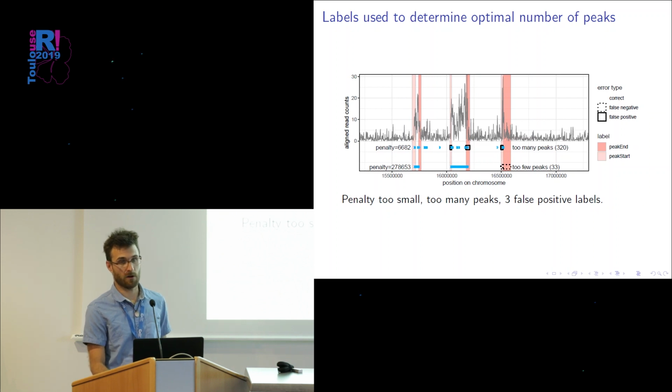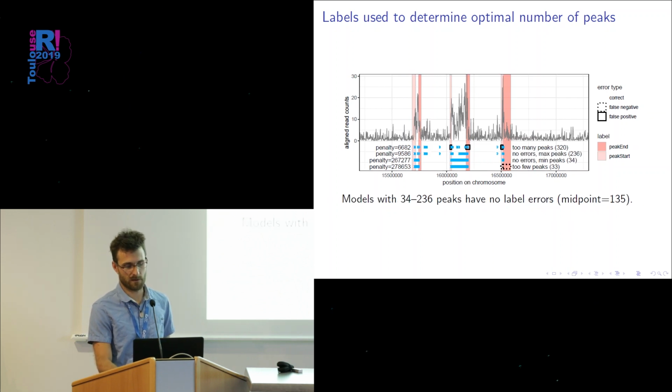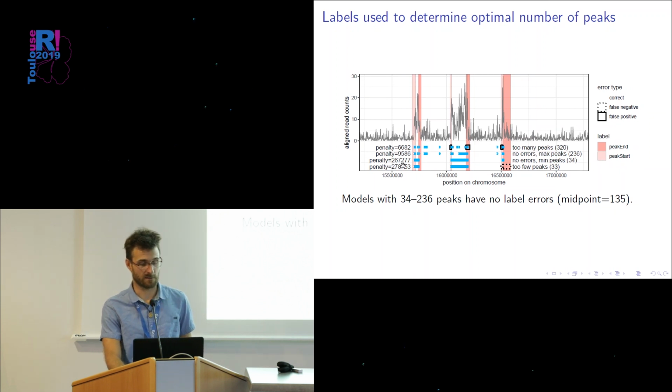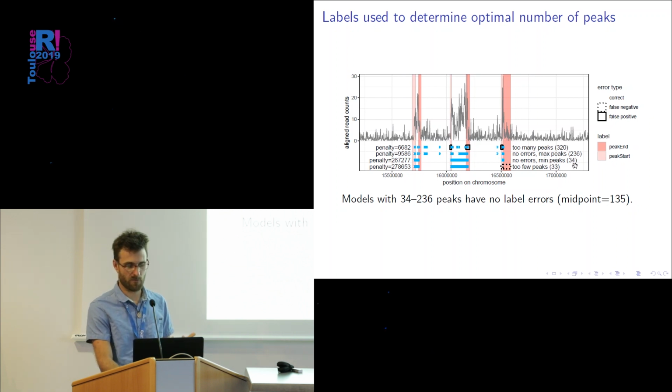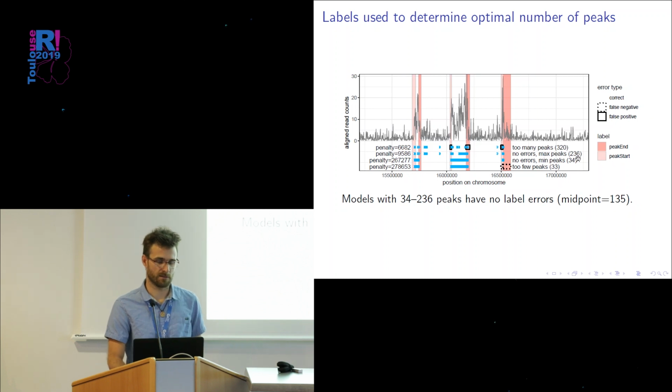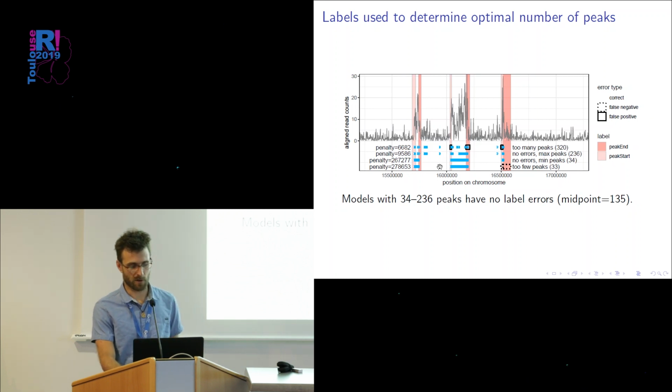But by adjusting the different penalty values, you can see that there's a range of penalties here between about 9,500 and 267,000 that result in no errors with respect to the labels. And so that's between 34 and 236 peaks in this data subset. And all of these models achieve 0 label errors. So this is the kind of protocol that we were using to evaluate the accuracy of the different methods.